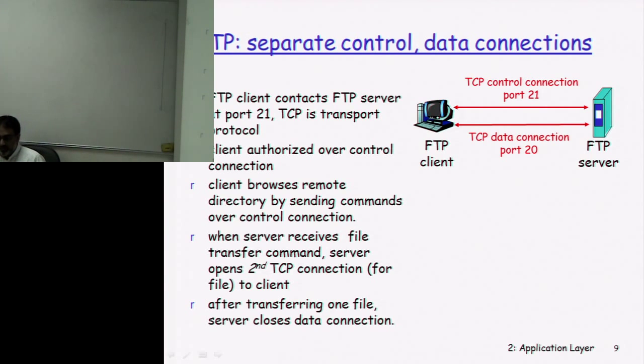Clear? So when the server receives a file transfer command or request, the server will open another TCP connection for the data for the file to the client, and that connection will be on port number 20. Clear? But why a separate TCP connection? Because the messages exchanged to control the transfer of the data are kept separate from the data, which is sent over a separate connection.